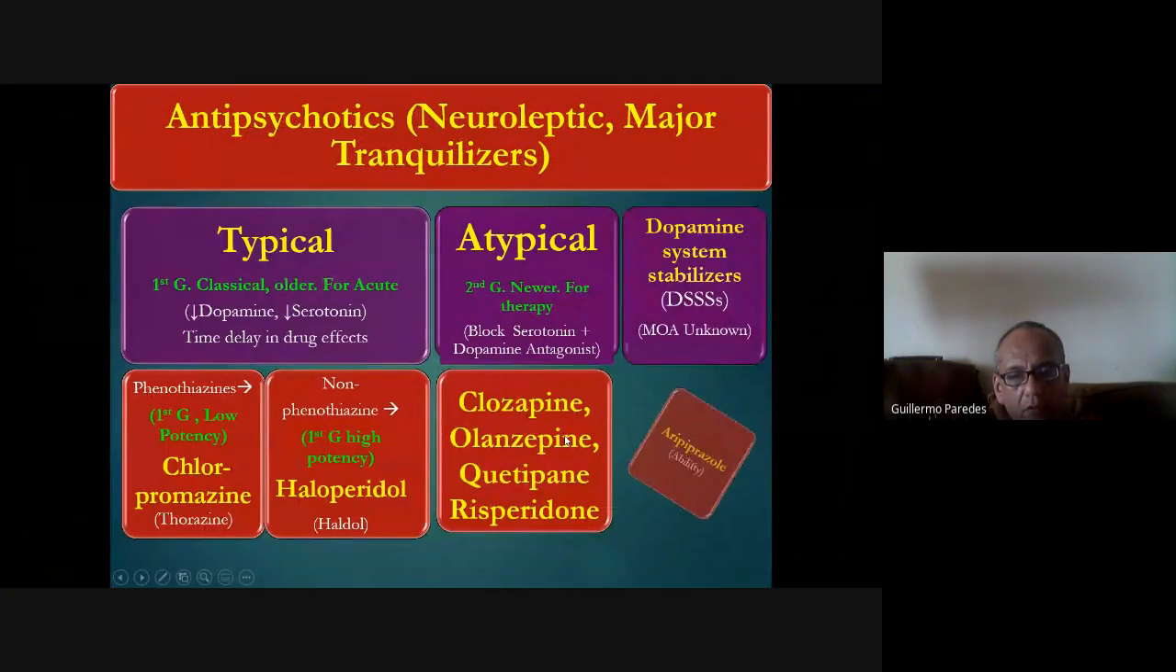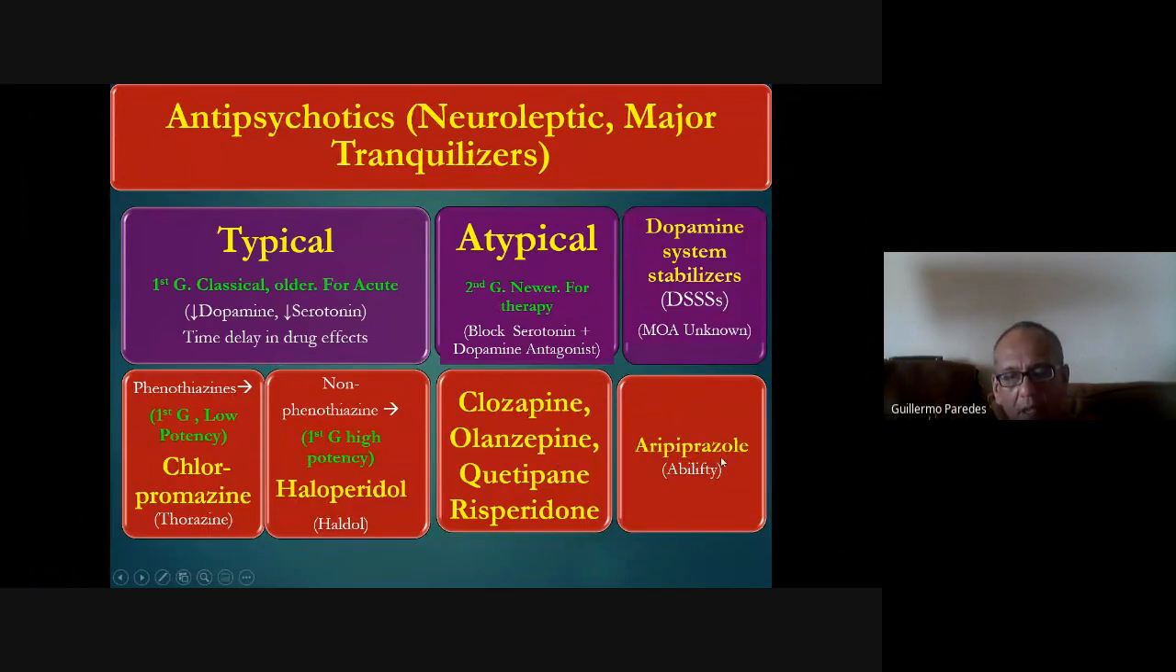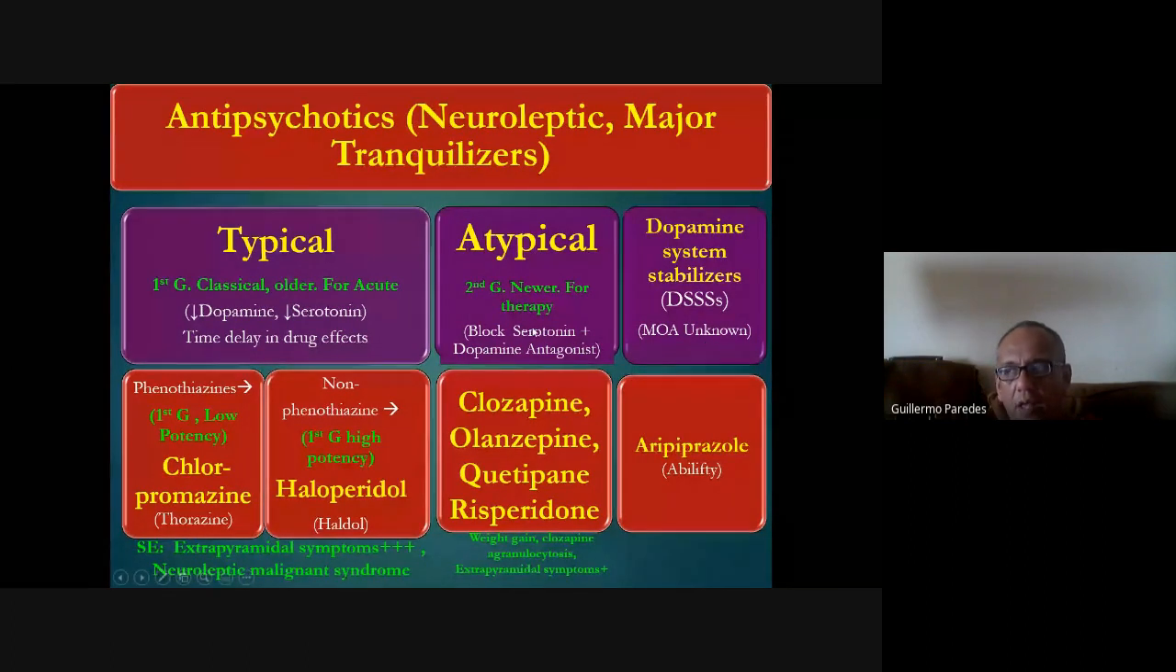All right, I need to find some kind of mnemonic here. So we already talked about typical and atypical. This is for dementia, the dopamine system stabilizer. We are going to see that soon. So just remember, antipsychotics. Imagine a patient with schizophrenia taking antipsychotics. Haloperidol or Haldol, the typical, is for acute episodes. And the atypical are clozapine, olanzapine, quetiapine, and risperidone. You need to be familiar with that.